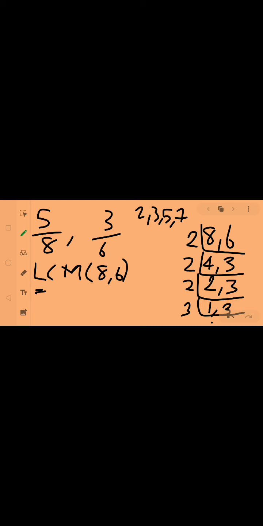Finally, we write the divisors as a product. What are the divisors we get? 2 into 2 into 2 into 3. 2 2s are 4, 4 2s are 8, 8 3s are 24. So we get the LCM as 24. Let's proceed. The fractions are 5 by 8 and 3 by 6. The LCM of the denominators we got is 24.